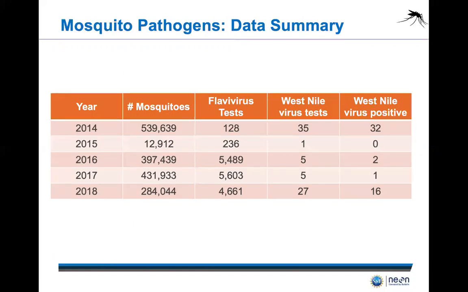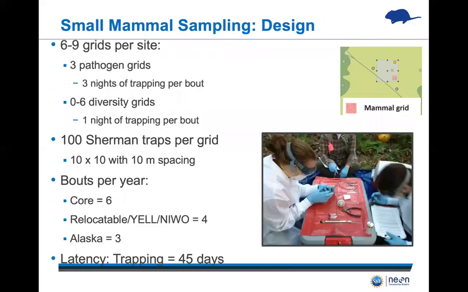And then of those, a much smaller percent are positive, and that ends up leading to anywhere from sort of 0 to 30 or so West Nile virus positive in the NEON data.